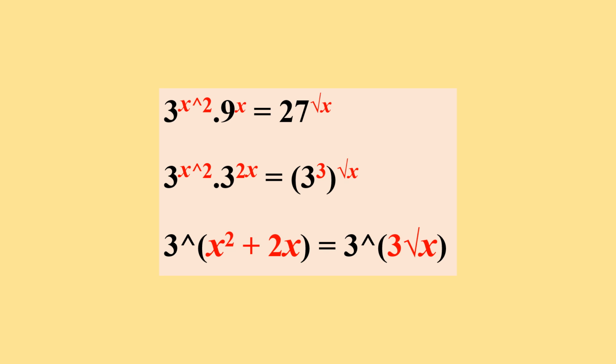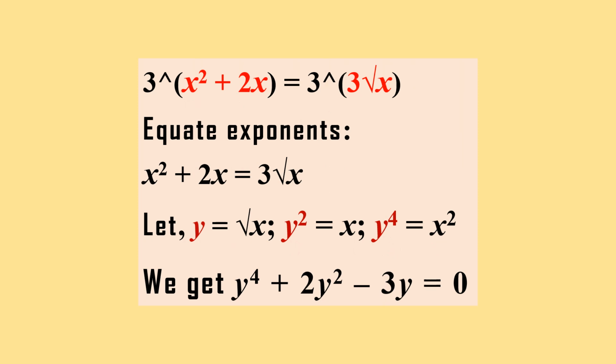9 power x may be written as 3 power 2x. 27 power root x can be written as 3 power 3 root x. So, we get 3 as the base on both sides. On the left side, the exponent is x square plus 2x. On the right side, the exponent is 3 root x. So we equate the exponents. x square plus 2x is equal to 3 root x.